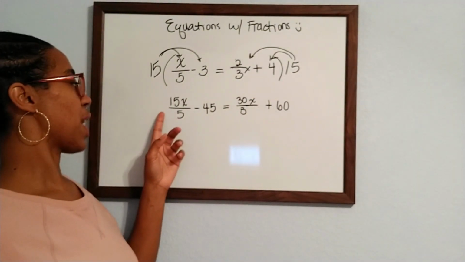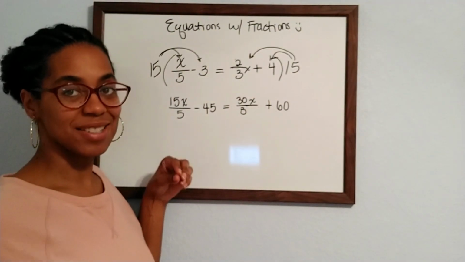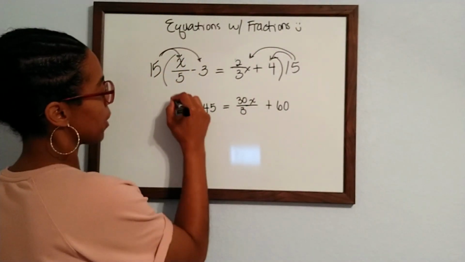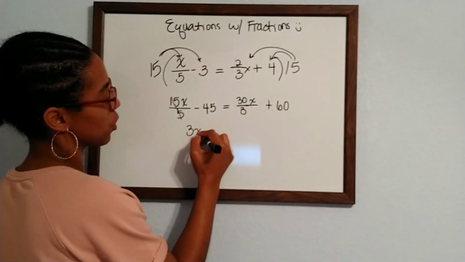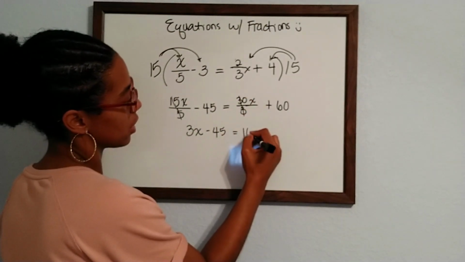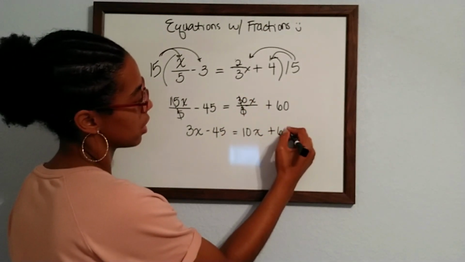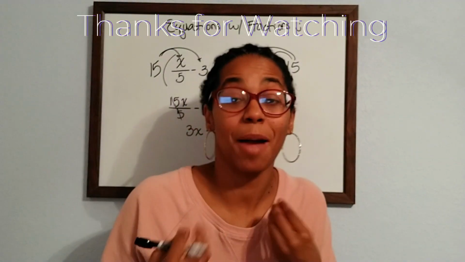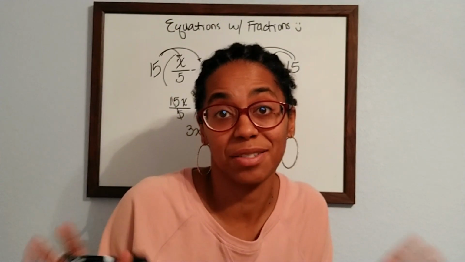Now I have these fractions that have numerators that I can actually divide by the denominator, and that's what I want. So 15x divided by 5 is going to reduce down to 3x minus 45. 30x divided by 3 is going to give me 10x plus 60. Something I can work with now. Something I'm a little bit more comfortable with. I mean, it works for me, but I don't know. It may not work for you.